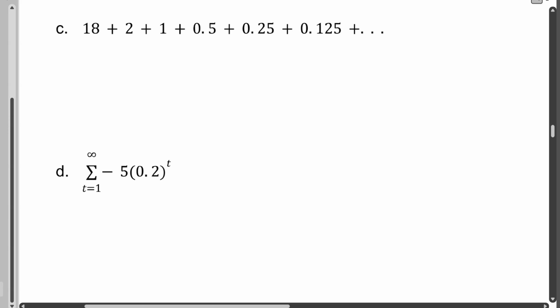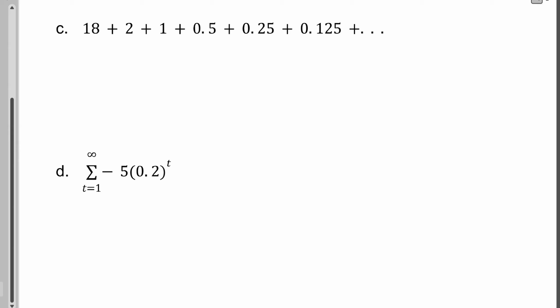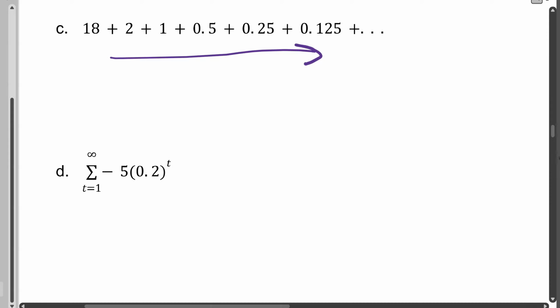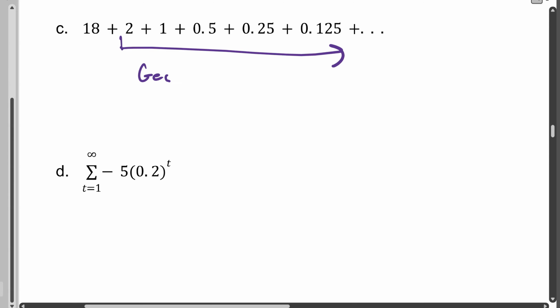Now for the third one here, C, this is a little bit of a peculiar case because that 18 throws things off a little bit. But if I just ignore it, and if I look from the 2 onward, I think that does look like a converging geometric series, right? Where that's a geometric series with a common ratio that's 1/2, right? I'm halving over and over again.